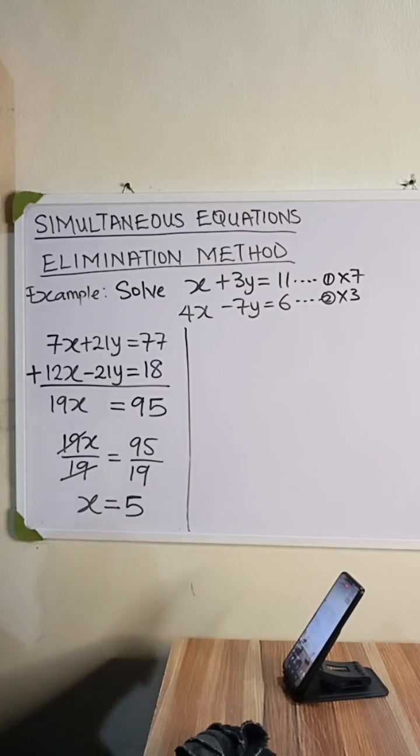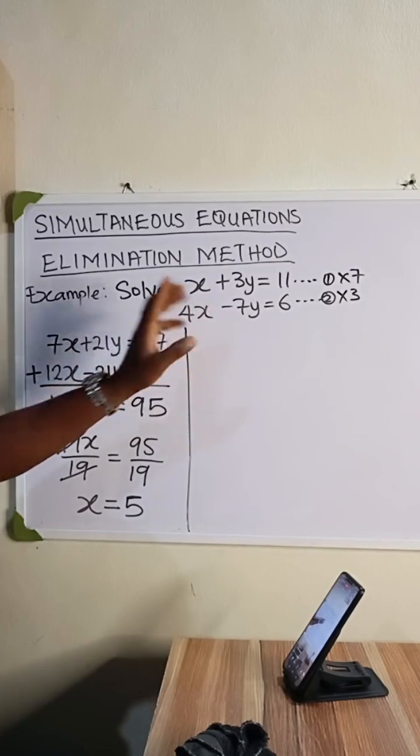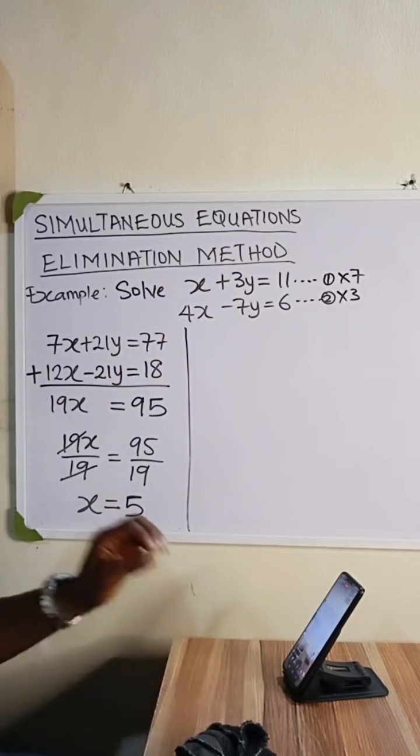Why not eliminate x first? Yeah, we could have eliminated x first, but I was trying to bring up a situation where we are going to add. This was what attracted us to y, where we have plus and minus, different signs. So that's why we eliminated y first. Whichever one you decide to eliminate first, you will get the same answer.